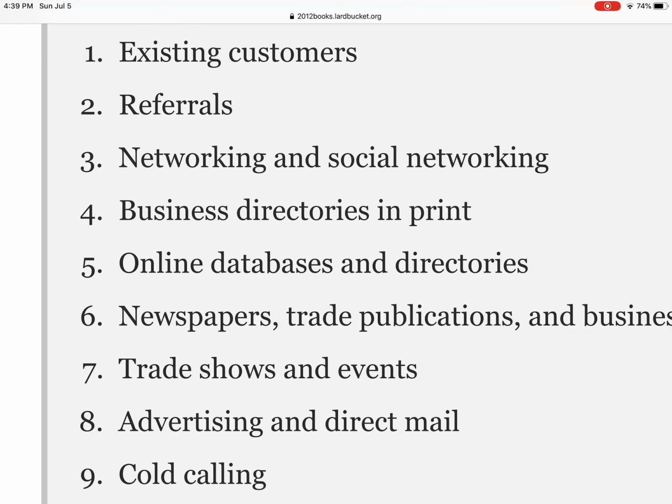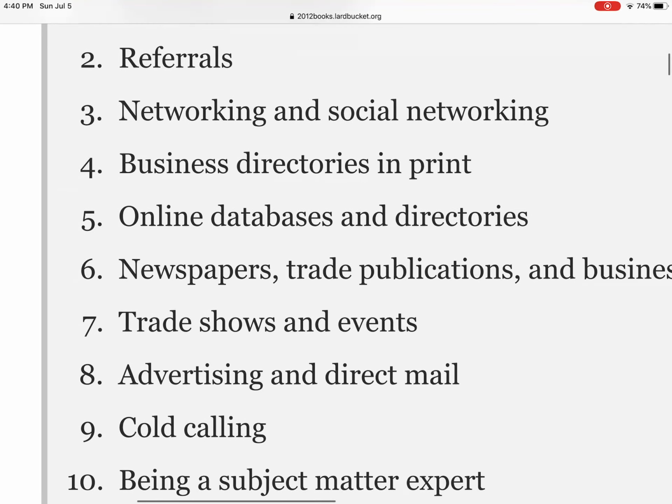Fourth one is business directories in print. That is, every industry may have the prominent players, and all their addresses, names, and other things will be written up. For instance, in case of farming in Ohio, you can go to Ohio Farm Bureau. They have a list of members, and you can just take the directory and see who are all the companies that you can contact. Or online databases and directories.